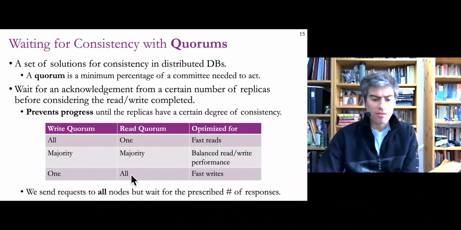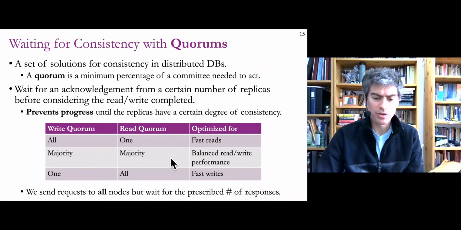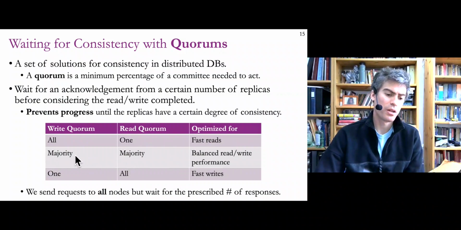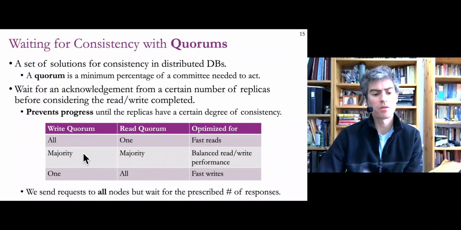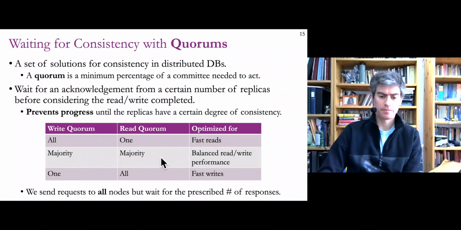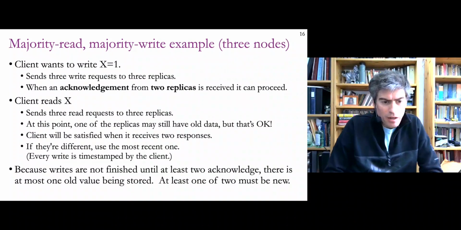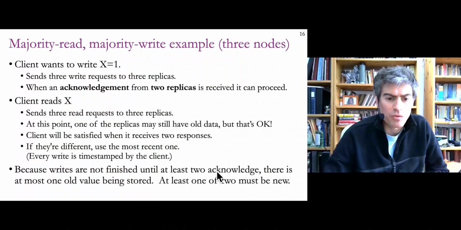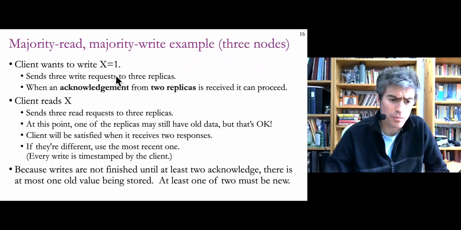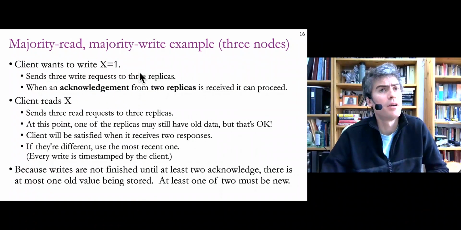In between, we have this other option, which is a trade-off: require a majority quorum for the writes and a majority quorum for reads. So 2 out of 3 have to acknowledge the write before we proceed, and we have to get data from 2 out of 3 when we read to proceed. As an example, we can look at majority read, majority write. This is the most complex one, I guess, and it provides a balanced trade-off of read and write performance.